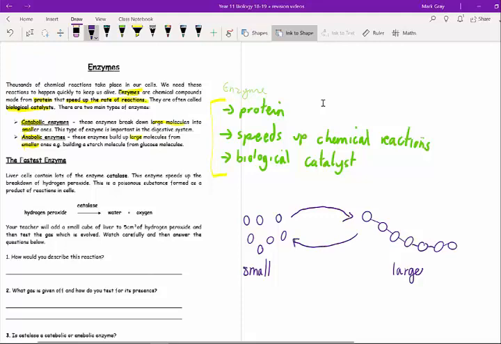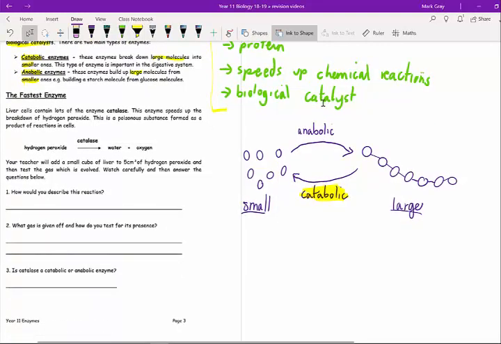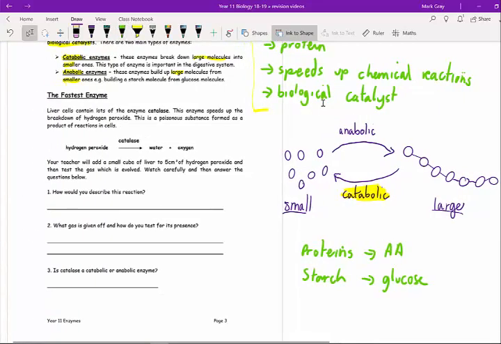Now, if we're building them up, we use anabolic enzymes, but if we're breaking down the large molecules into small ones, those are catabolic enzymes. Now, these are the ones which we're going to look at most in this topic, because we're usually looking at proteins being broken up into amino acids, or starch being broken down into glucose or sugars. So most of the enzymes that we look at are catabolic.